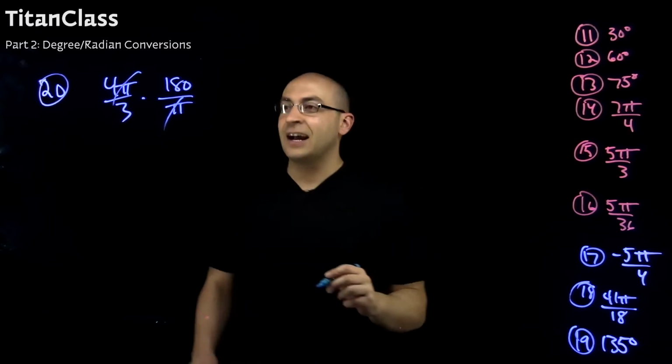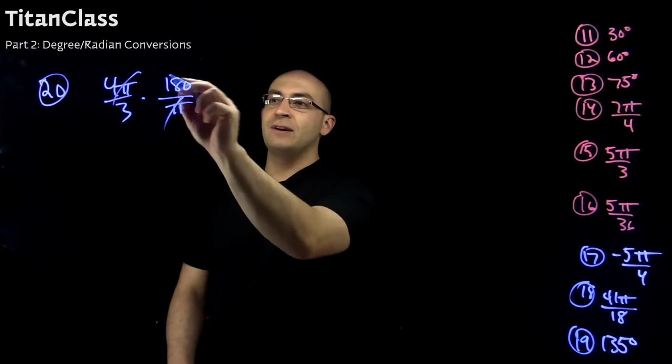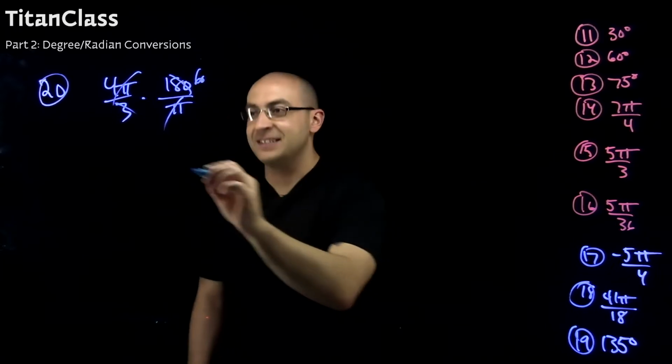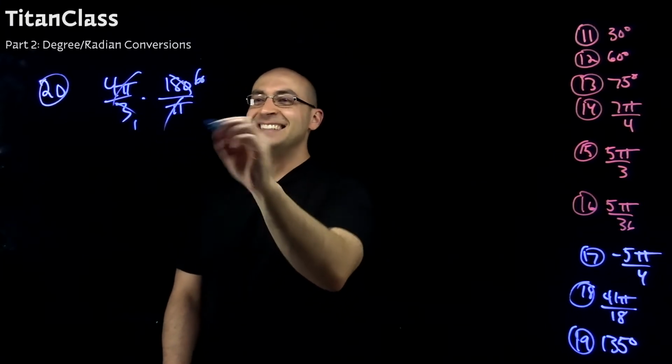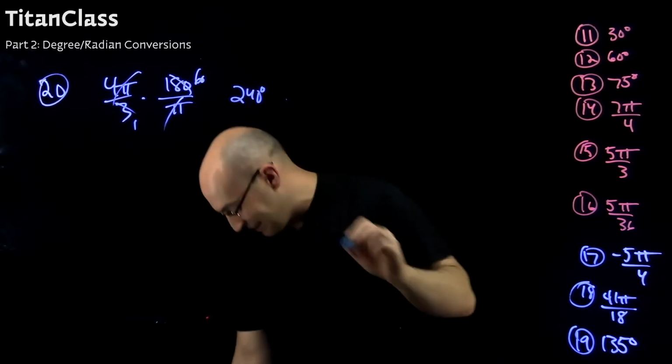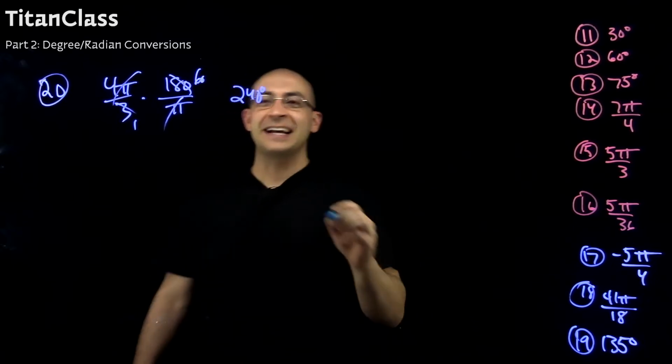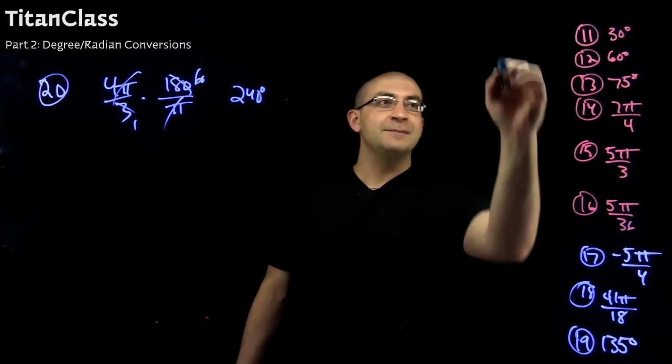Hey. Okay. So this is going to be 180 over 3, which is 60. Ow. Ow, don't step on my foot, stupid. 60 over 1. So this is 200. Stop that. Stop stepping on my foot, stupid. You're stupid. Okay, 240 degrees. Number 20.